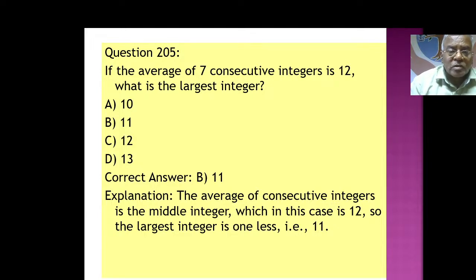11. Okay, so the largest integer is 1 less, 11. If the average of 7 consecutive integers is 12, what is the largest integer? That can be 1 less, that is 11.